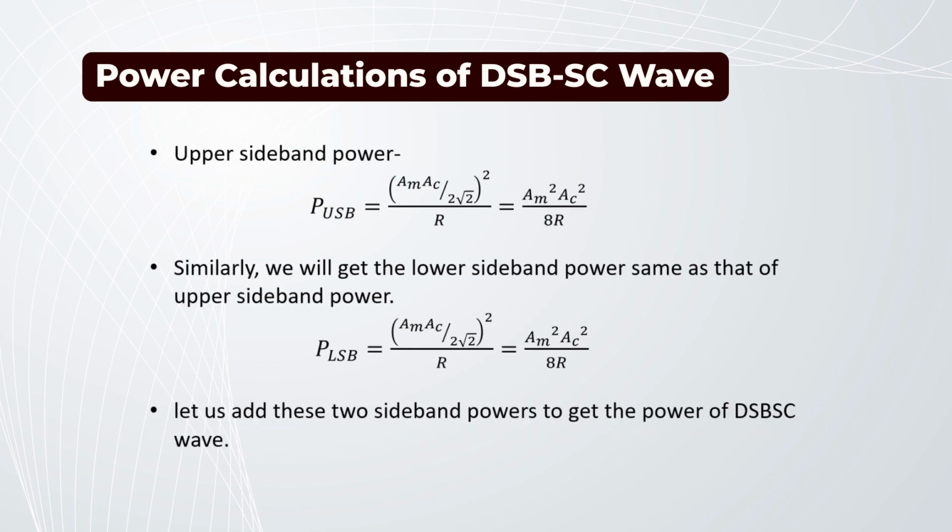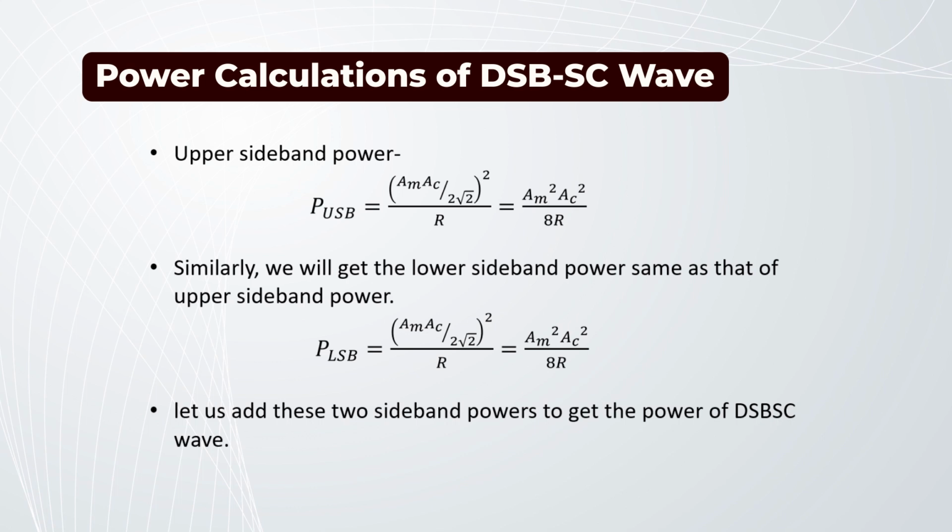From the equation of DSB-SC, amplitude of upper sideband is Am into Ac divided by 2. Therefore, upper sideband power is P USB, that is equal to Am into Ac divided by 2 root 2 whole square, whole divided by R, which can also be written as P USB is equal to Am square into Ac square divided by 8R.